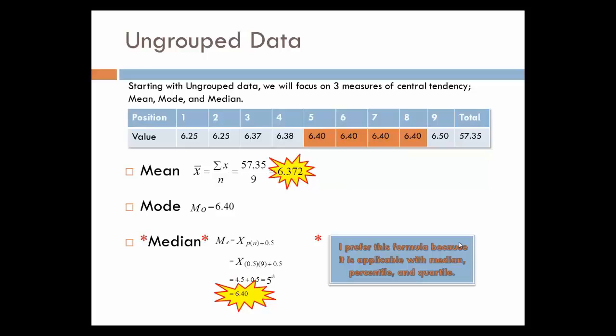For example, since I know that 50 is what I'm calculating, which is equivalent to the median, I can just say where I see P, I put 0.50, multiply by 9, and then I add 0.5 there, and it tells me that the median is actually in the 5th position, that is X sub 5.